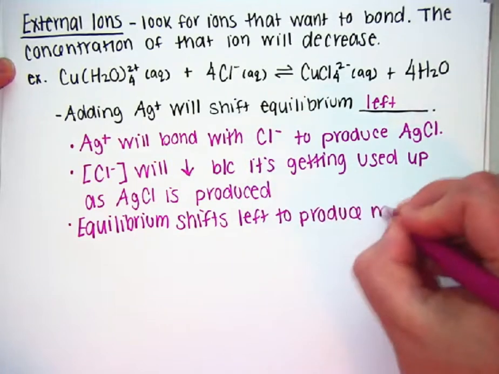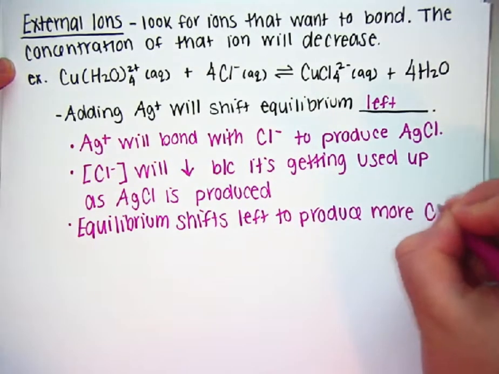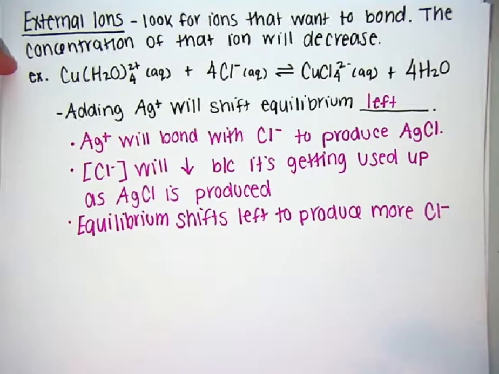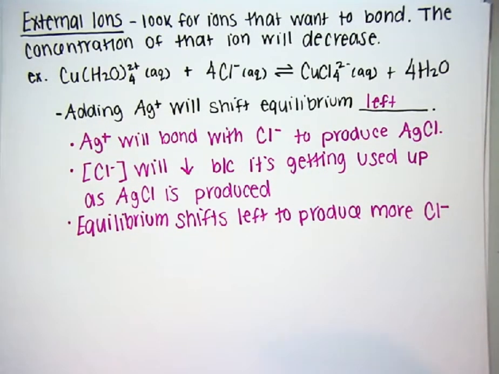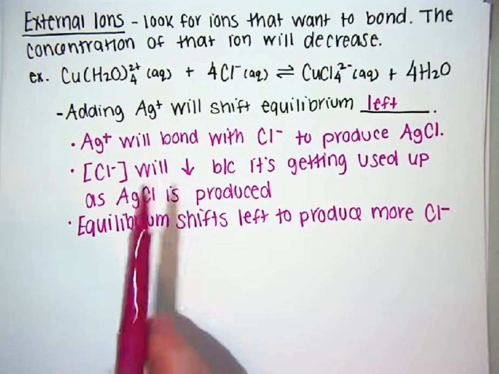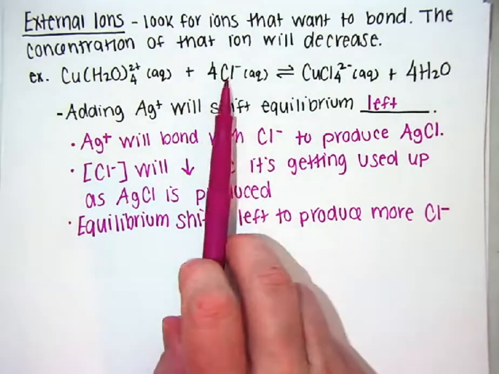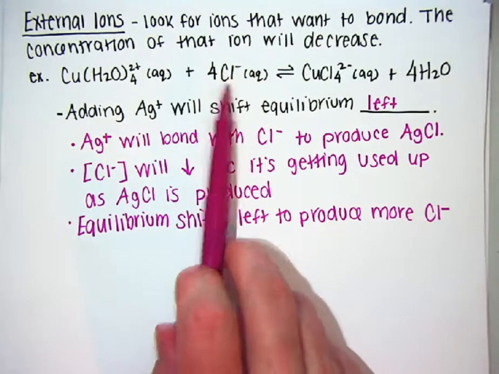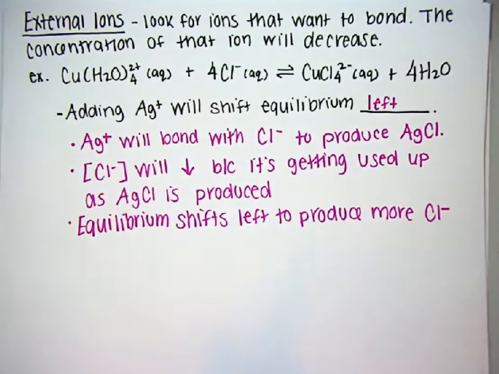to produce more chloride. Again, you can use our little saying, if you add, it shifts away, if you subtract, it stays. If the concentration of chloride is decreasing, it's like we're subtracting it, equilibrium will stay on the side that chloride is on, the left-hand side, so equilibrium shifts left.